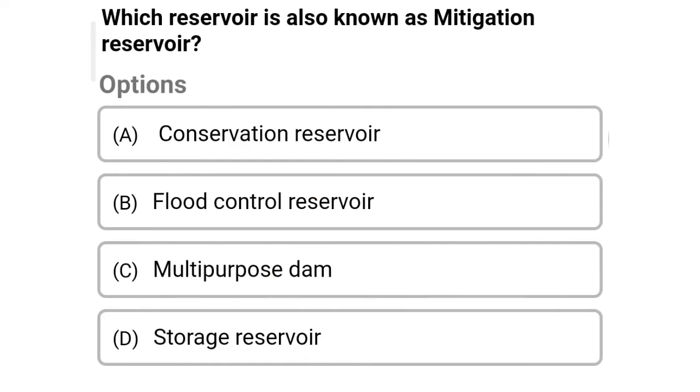So next question, which reservoir is also known as mitigation reservoir? Option A conservation reservoir, option B flood control reservoir, option C multipurpose dam, option D storage reservoir. So the correct answer is option B flood control reservoir.